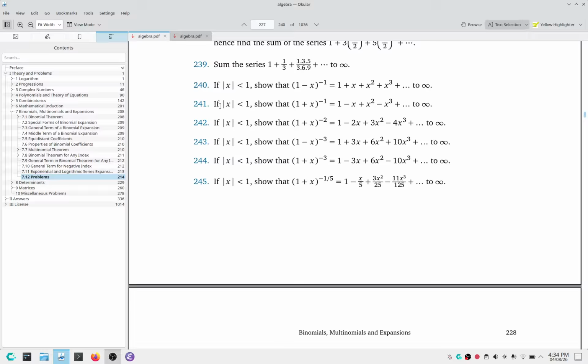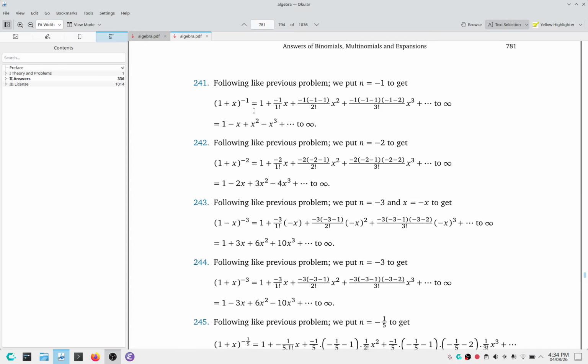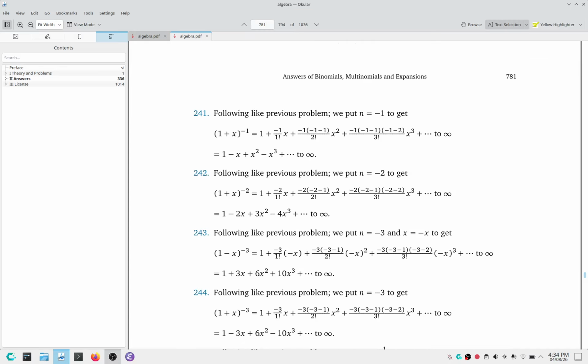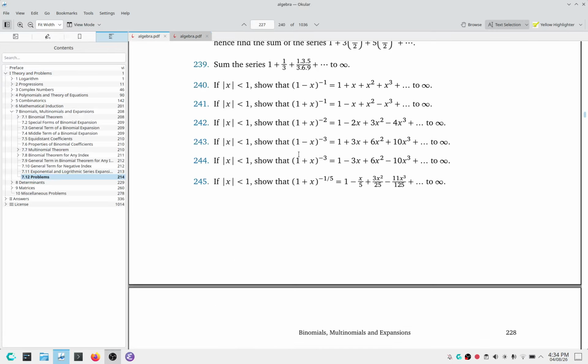Question 241 says that if mod of x less than 1, show that 1 plus x to the power minus 1 is equal to 1 minus x plus x square minus x cube and so on up to infinity. So following like question 240, 1 plus x to the power minus 1 is equal to 1 plus minus 1 upon 1 factorial x plus minus 1 times minus 1 minus 1 upon 2 factorial x square plus minus 1 times minus 1 minus 1 times minus 1 minus 2 upon 3 factorial x cubed and so on up to infinity, which is equal to 1 minus x plus x square minus x cubed and so on up to infinity.